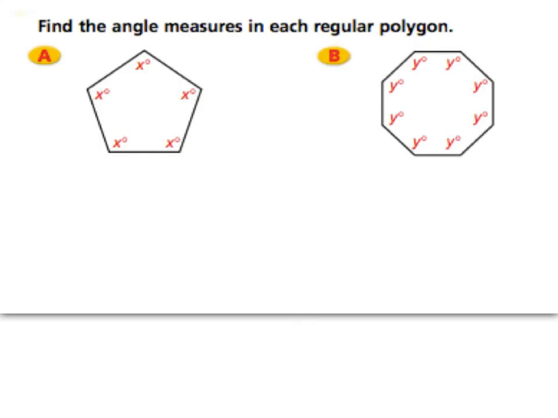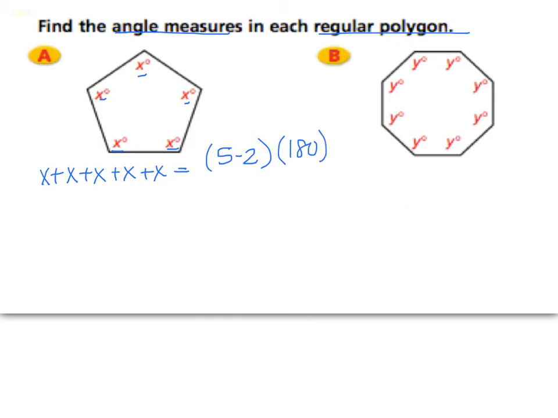Okay, so now what we're going to do is find the angle measures in a regular polygon. So we want to find this inside measure. If we look here, you notice how all of these angle measures are the same. So we can say x plus x plus x plus x plus x equals. Now in the last examples you were finding the sum of the angle measures, so all we have to do is combine that step with the step we just did. Remember, we take the number of sides, so here we have 5, subtract 2, and multiply by 180.